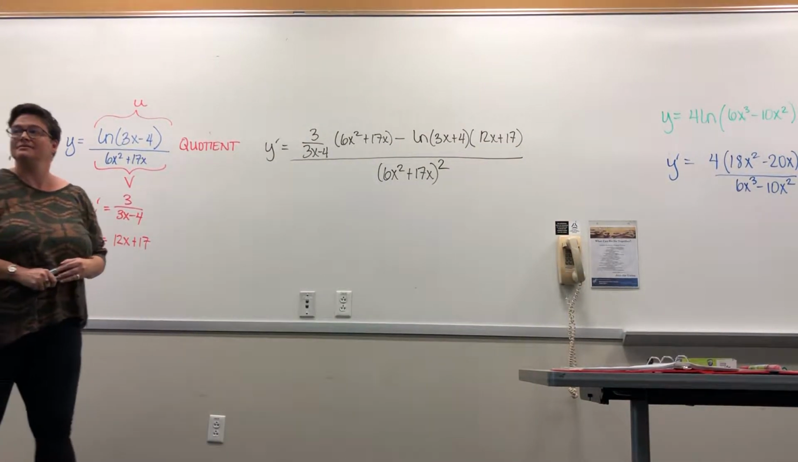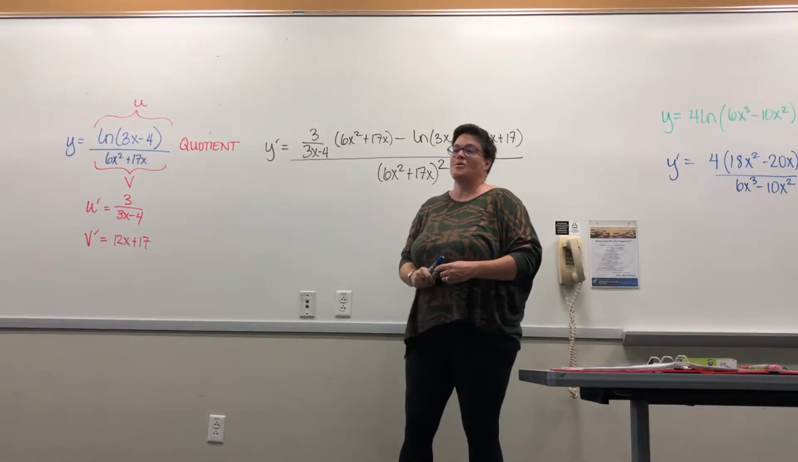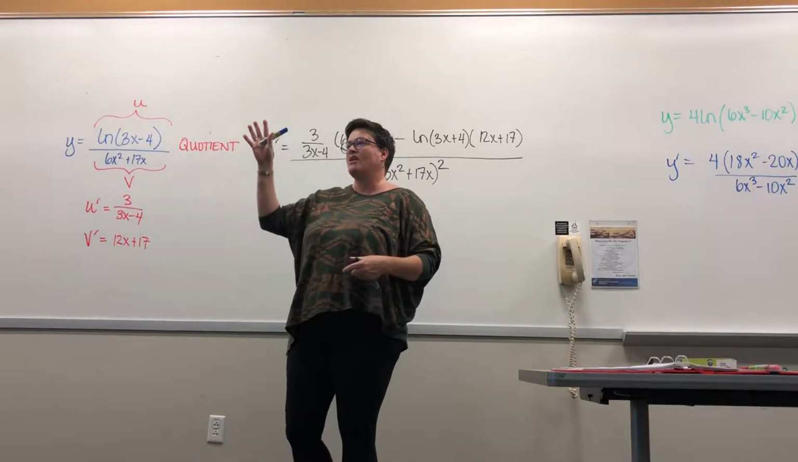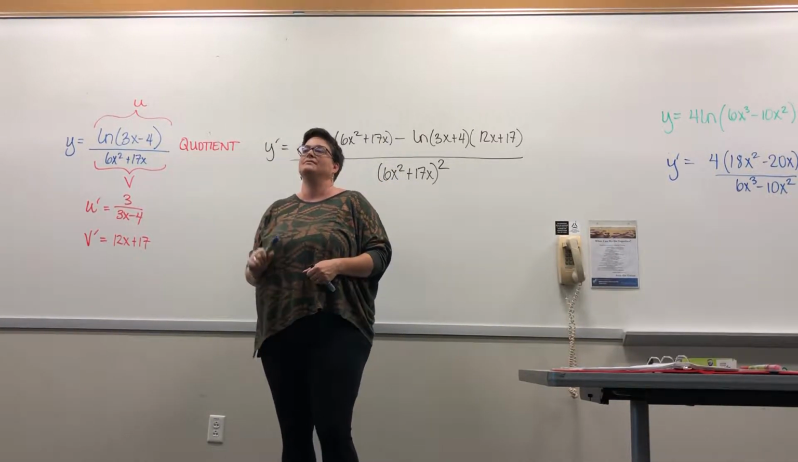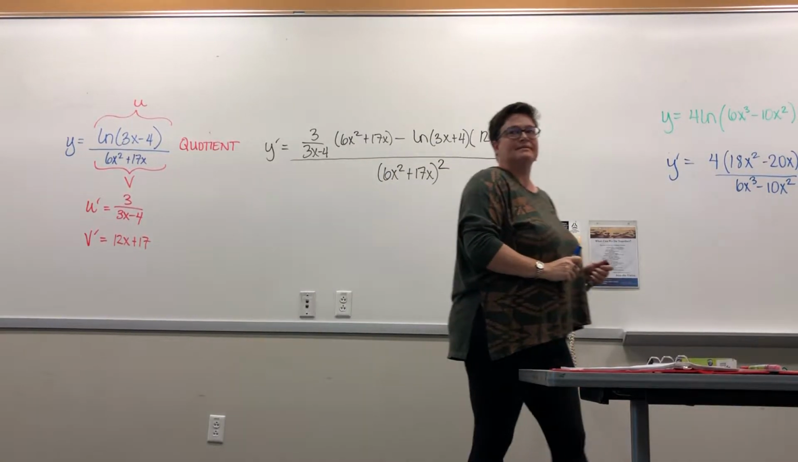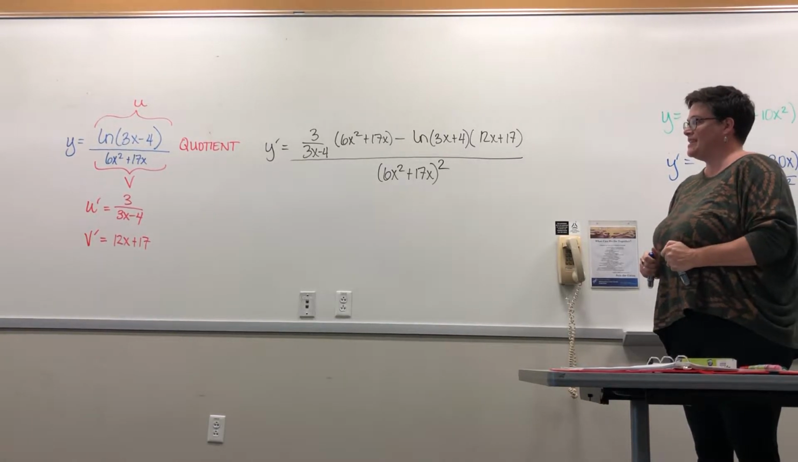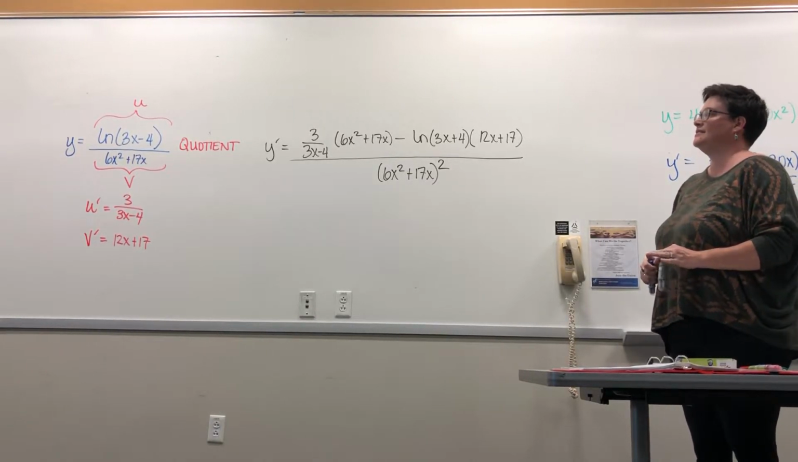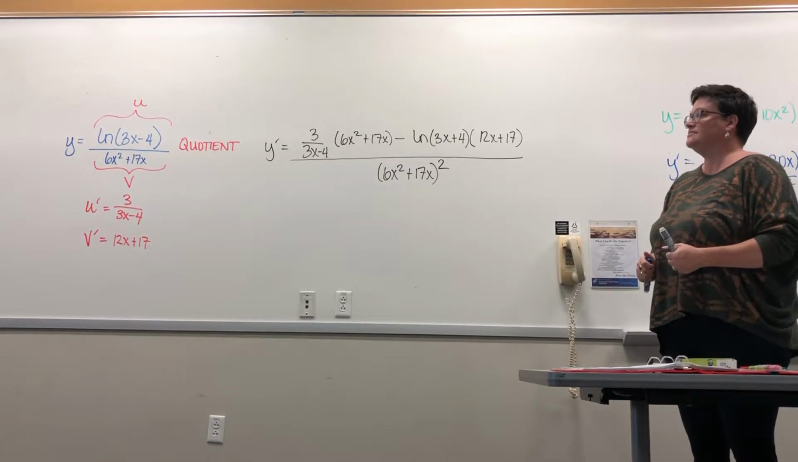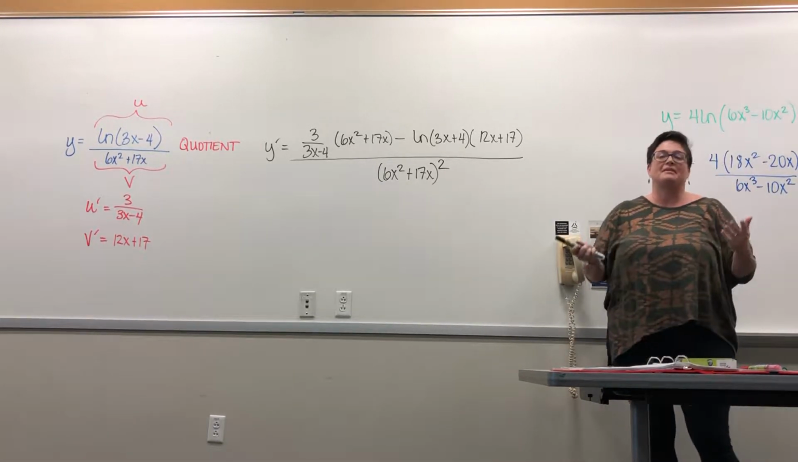If there's a natural log on the top and bottom, is that the same as writing it outside? Yeah, like a quotient. If you have natural log of something over the natural log of something, that's like saying the natural log of something over something. Precisely. If there was natural log in front of 6x squared plus 17x, it would be like how we did it over there. Exactly, it would be the same thing.